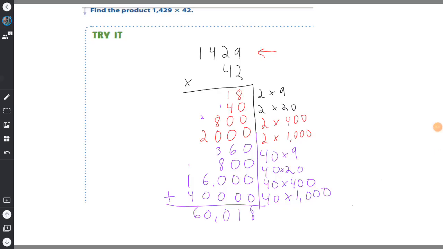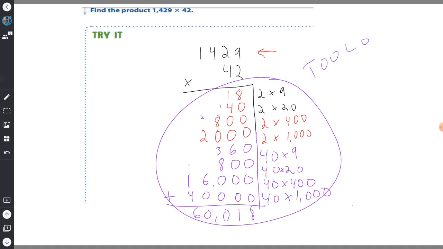This is the answer to the problem, so if you did not get that, just check and see what you might have done incorrectly. All right, so this is a ton of work, and I know while you were doing it you were probably thinking this is a lot of numbers. It is a lot of numbers. This is too much work. This is too long, and that's why we're going to teach you a different way of doing it.